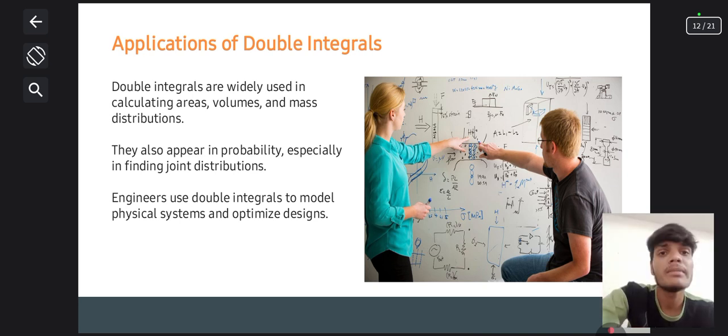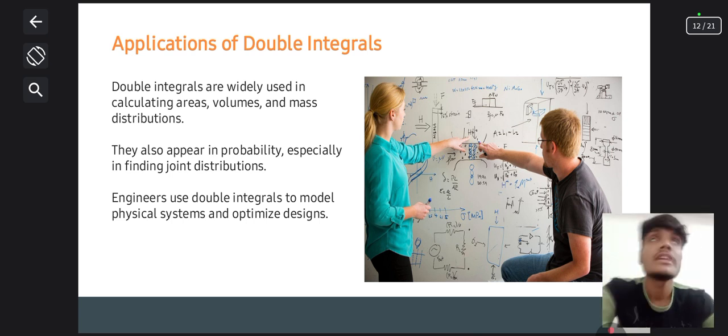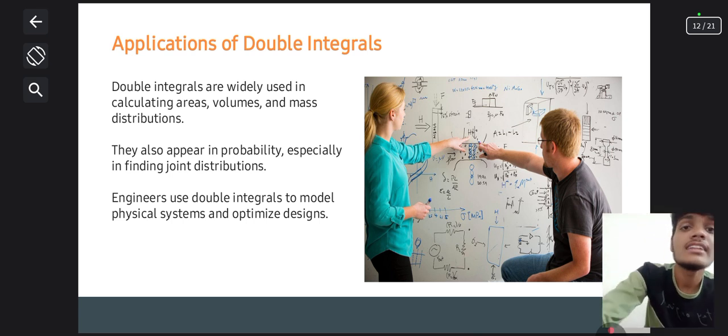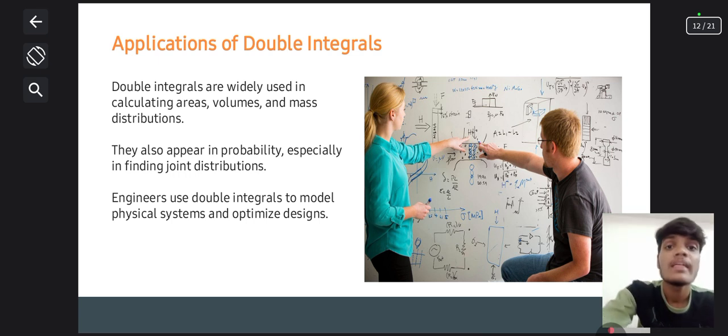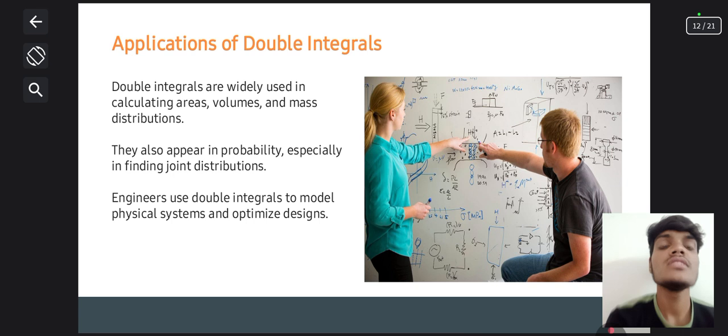Applications of double integrals. What are the applications for double integrals? Double integrals are widely used in calculating areas, volumes and mass distributions. They also appear in probability, especially in finding joint distributions. Engineers use double integrals to model physical systems and optimize designs.